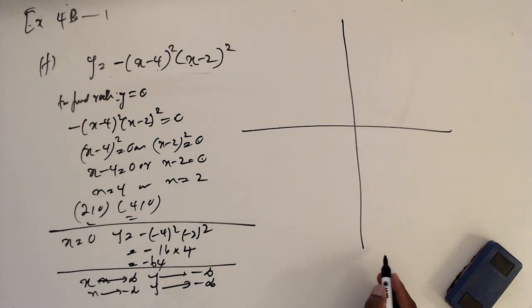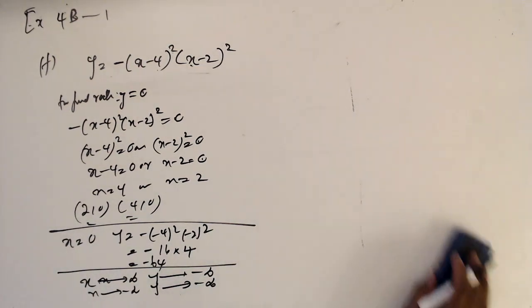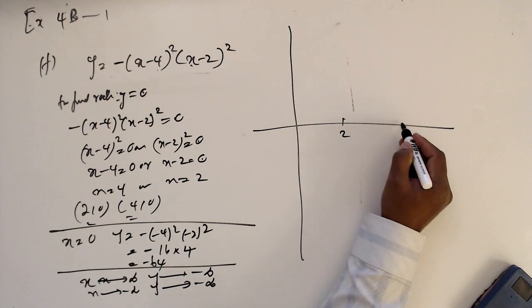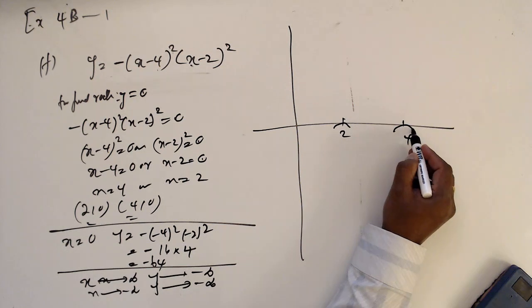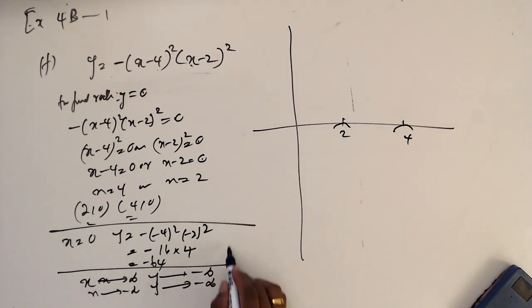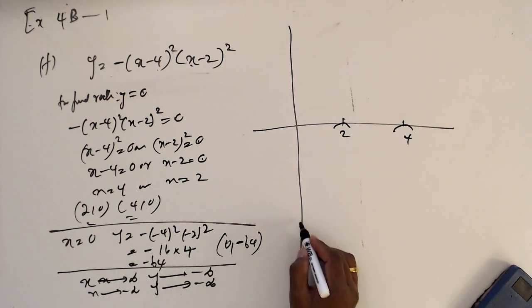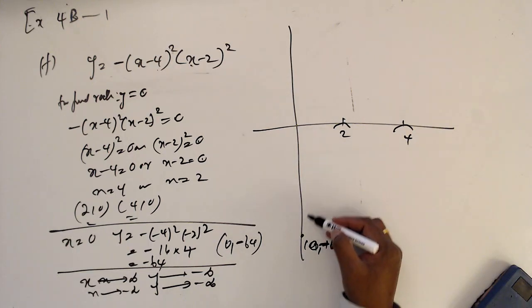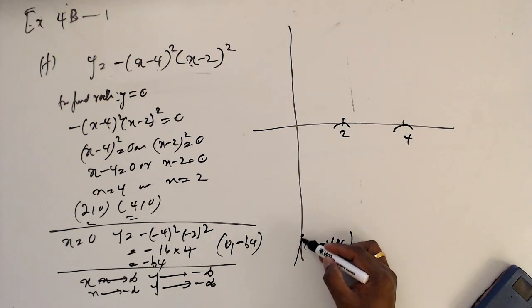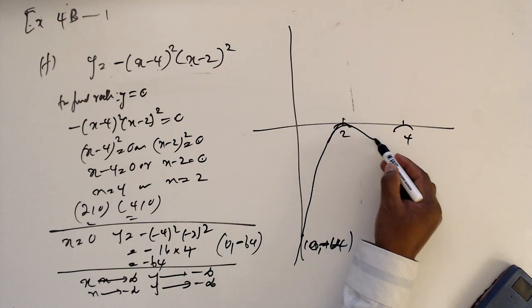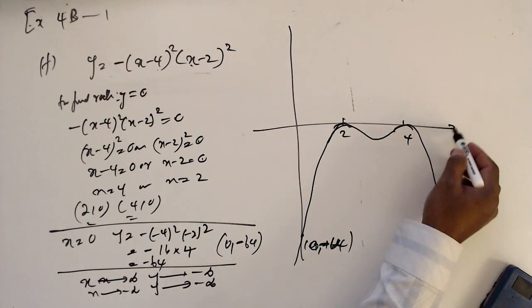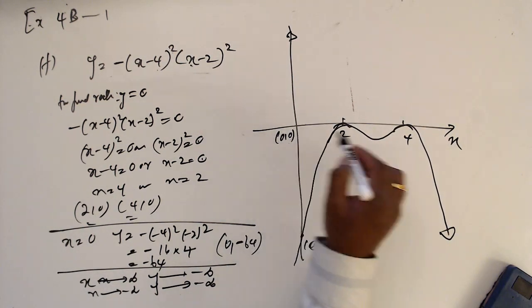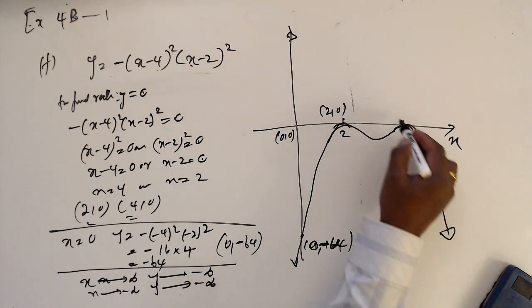So basically now, 2 and 4. 2, 4, and it's going to be a repeated root, and it's going through 0, and minus 64, somewhere very far, 0, minus 64. So it has to go like this, and then okay, I'll give it a try. x, 0, 0, and this is 2, 0, and this is 4, 0.